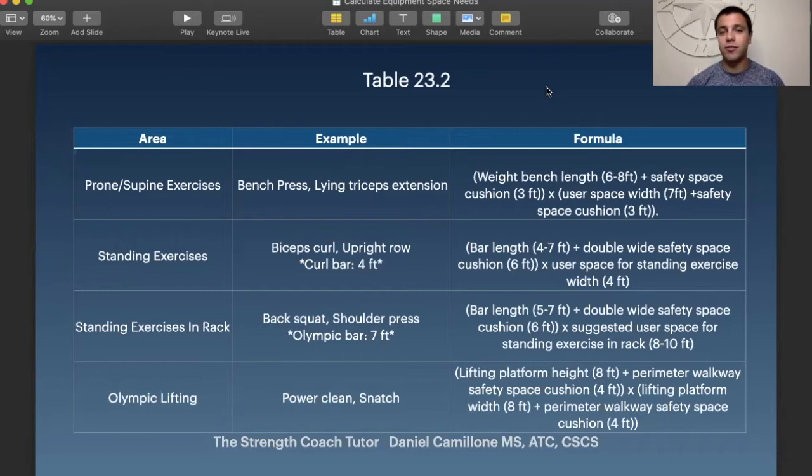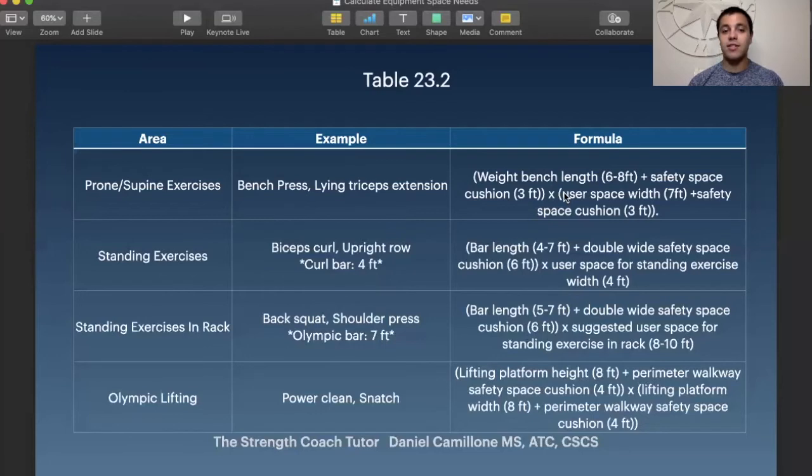What they're telling us here in terms of how to figure out how much space we need is to know the weight bench length, and typically that's going to range anywhere from 6 to 8 feet. We add that number to the safety space cushion, which is 3 feet. Then we take the user space width, which would be about 7 feet, and add it to the safety space cushion, so 7 plus 3 would be 10. Remember, because they're in parentheses, we do what's in parentheses first, and then we multiply those two numbers together to get the square footage.